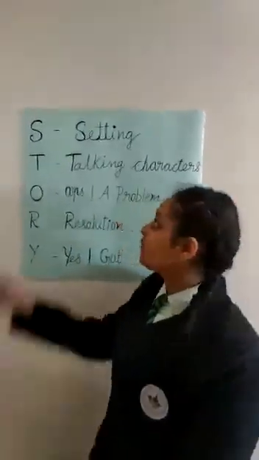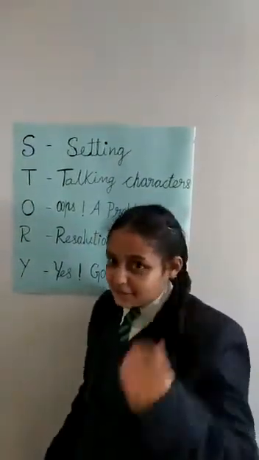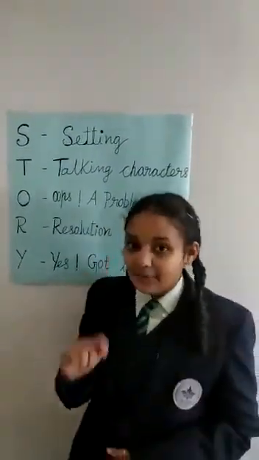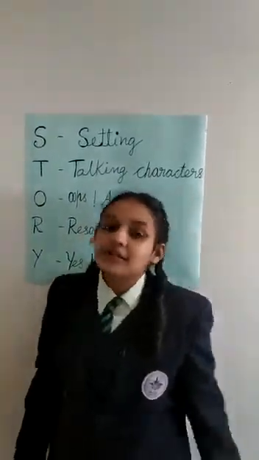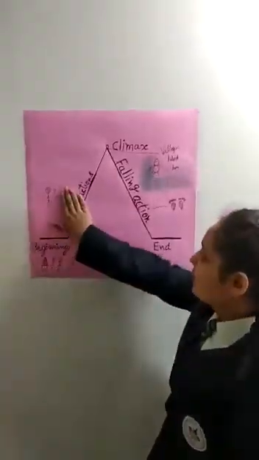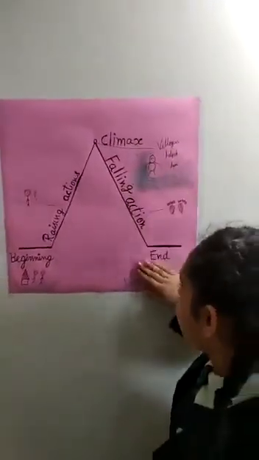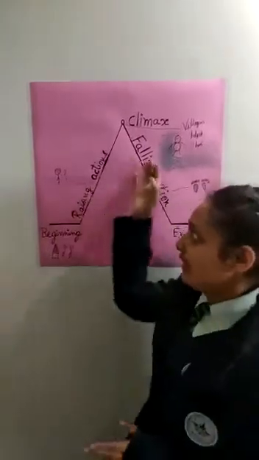I would like to say the first two elements come in the beginning. The third element comes in the rising action. The fourth element comes at the climax. The fifth element comes in the falling action and the end of the story. So this is how a plot diagram of a story would look like. This includes all the elements: beginning, rising action, climax, falling action and the end of the story. So before you write a story, you should include all these 5 elements.